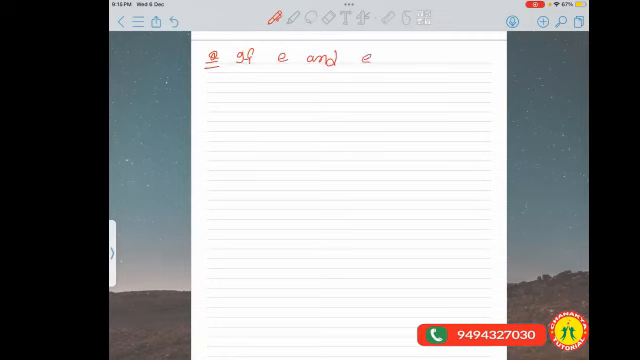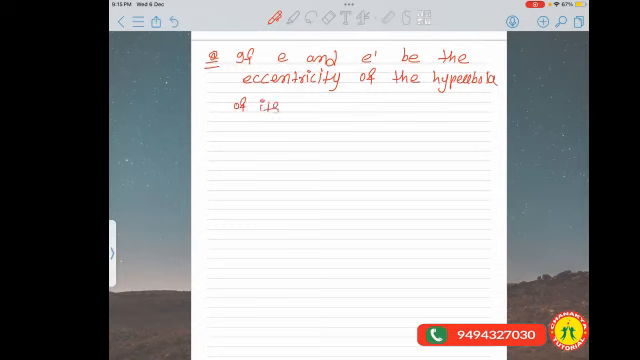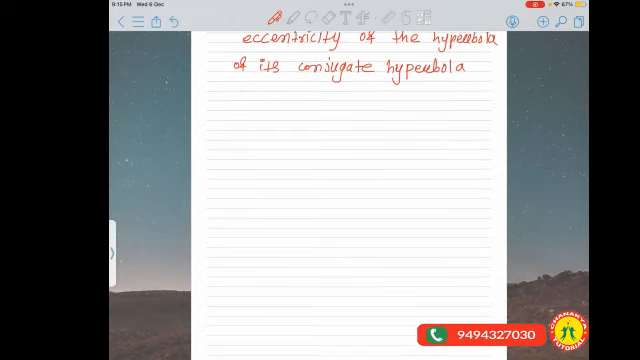If e and e dash be the eccentricity of the hyperbola and of its conjugate hyperbola, then 1 by e square plus 1 by e dash square is equal to, आपसे पूछा गया है कितना होगा.